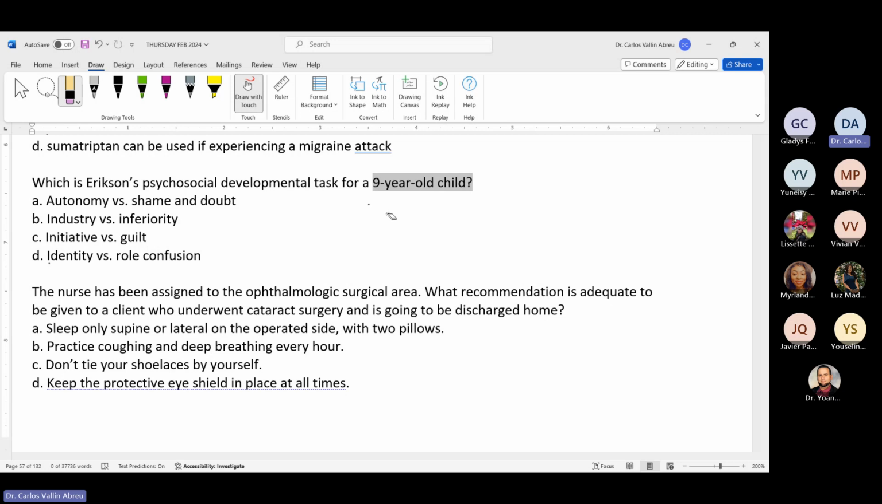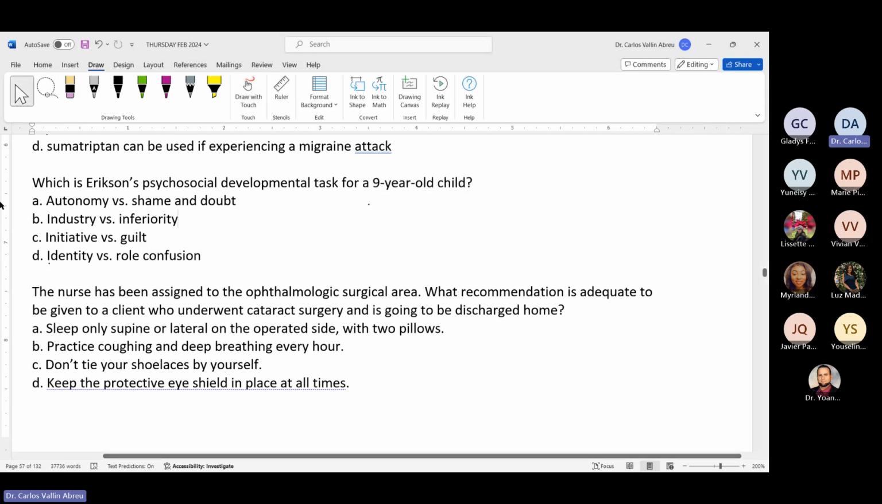I love Erikson. I like Erikson because after I studied Erikson, when I studied nursing, I realized that it's true. I analyzed my own life and the lives of people near me, and it's true, more or less. We are going through those stages of psychosocial development.